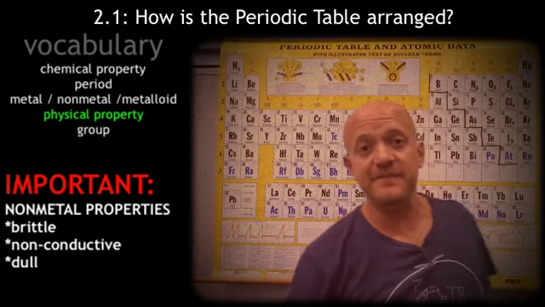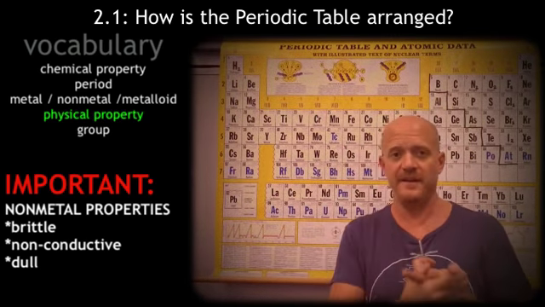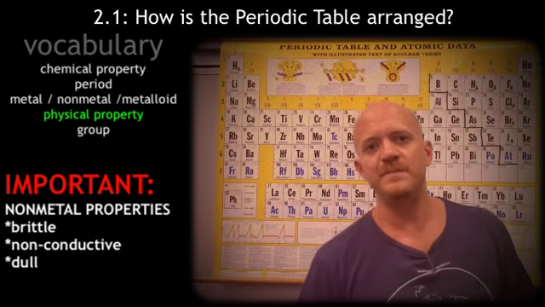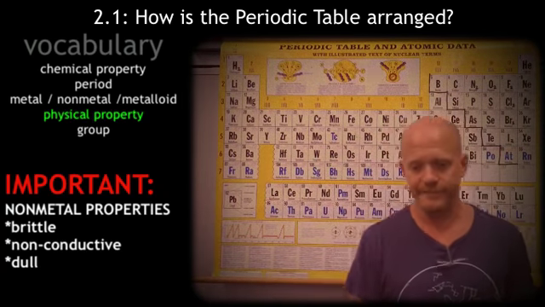Now some characteristics of nonmetals. They do not conduct electricity. They do not conduct heat. They are the opposite of malleable, which means they are brittle. In other words, if I bend this, it's going to break.